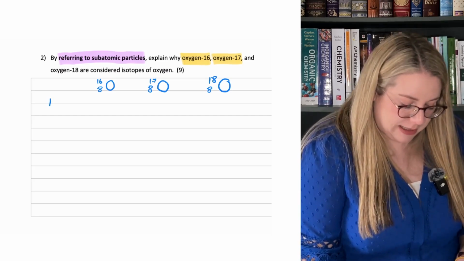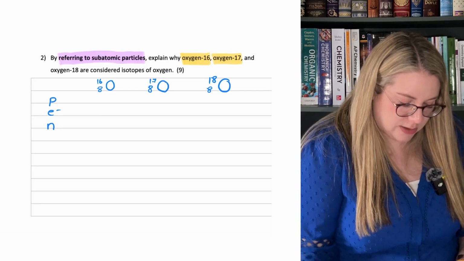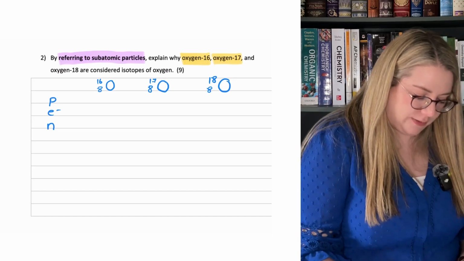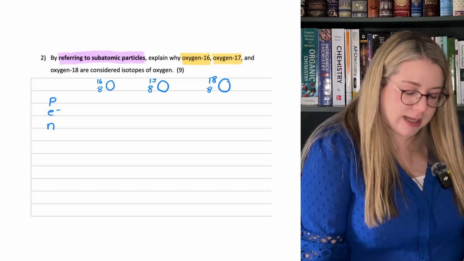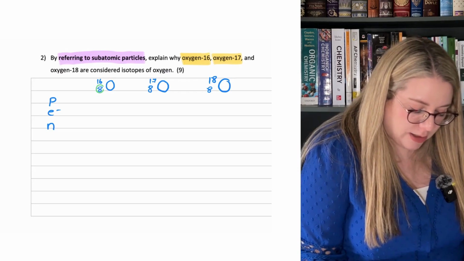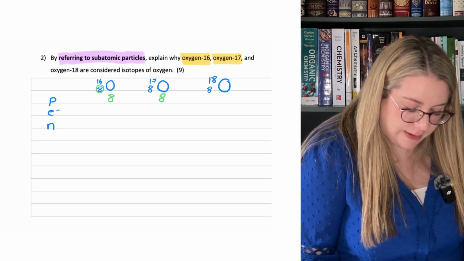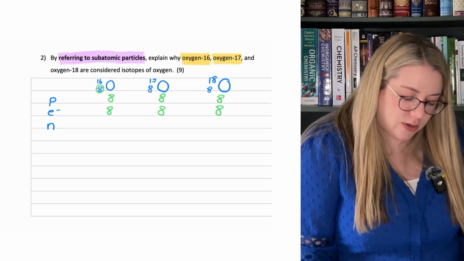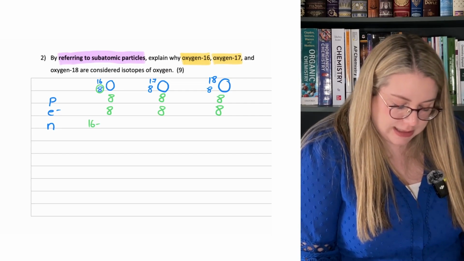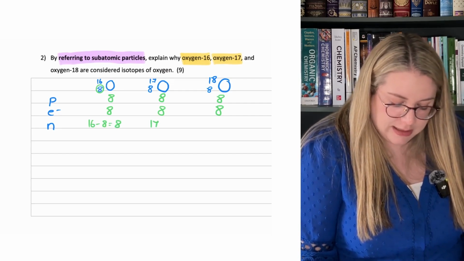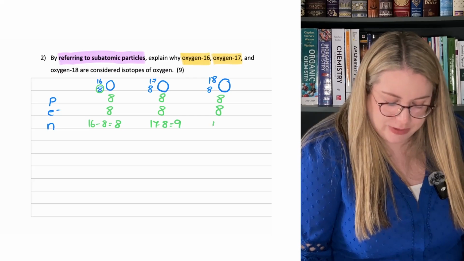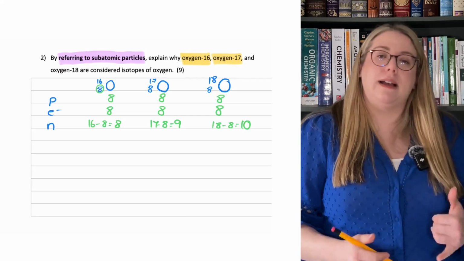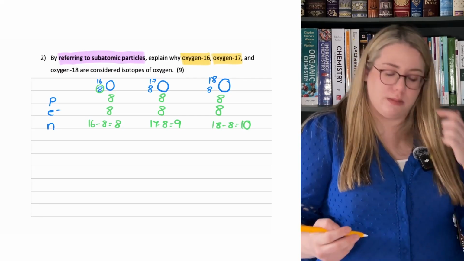Then I'm going to make a list: protons, electrons, and neutrons. Now I'm just going to change the color of my pen to green while I fill this in. Protons come from this number down here, your atomic number. So they will all have 8 protons and they will all have 8 electrons. Then underneath, to work out your neutrons, you do 16 minus 8 is 8, 17 minus 8 is 9, and 18 minus 8 is 10. So your 3 isotopes have the same number of protons and electrons, but different numbers of neutrons.